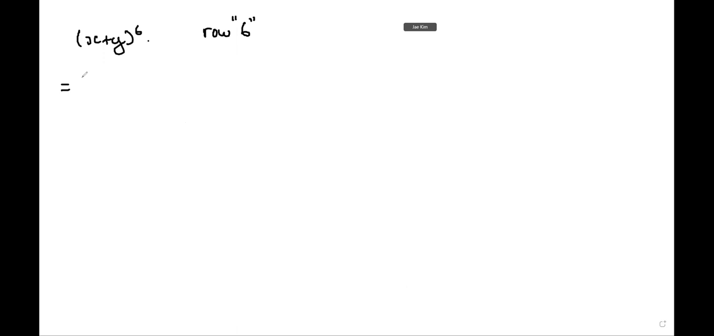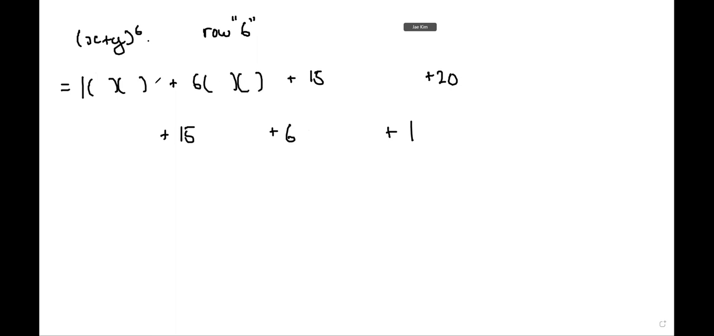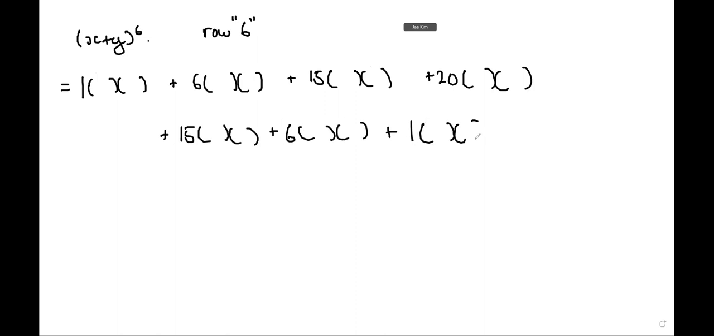1, 6, perfect. So 1 something, 6 something, 15 something, 20 something, another 15 something, 6 something, and 1 something. Once you have that down, beside every coefficient, I would like you to write two brackets, two brackets, two brackets, two brackets, and two brackets. Each of these brackets is going to hold the two terms in the binomial.